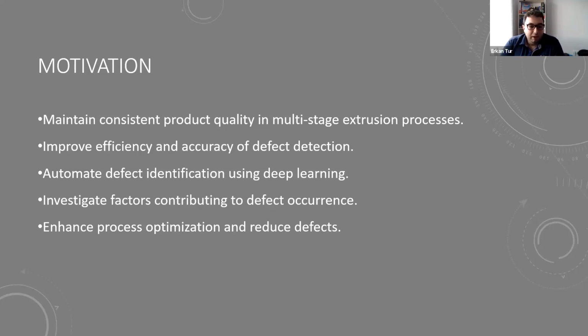So the motivation behind adopting deep learning for defect detection in the multi-stage plastic extrusion process stems from the need to improve efficiency, enhance accuracy, optimize quality control, and gain valuable insights. By leveraging the capabilities of deep learning, manufacturers can overcome the limitations of manual inspection and achieve higher levels of product quality and operational excellence.